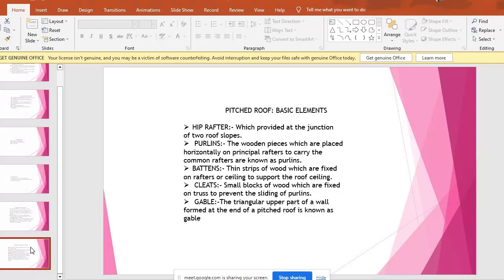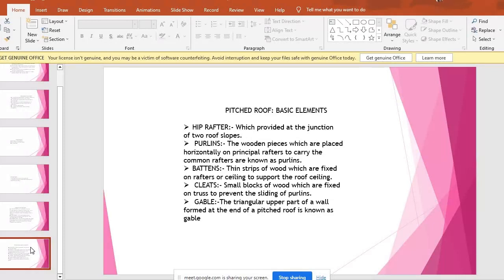That is, we have the basic elements of a pitched roof. Lavin, can you read for us? Pitched roof. Basic elements. Rafter. The hip rafter. It's provided at the junction of two roof slopes.